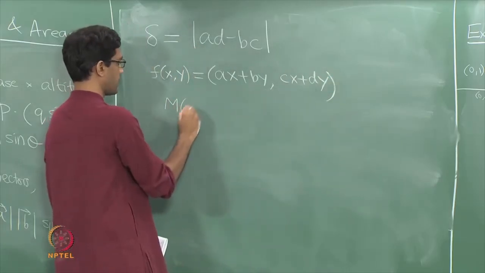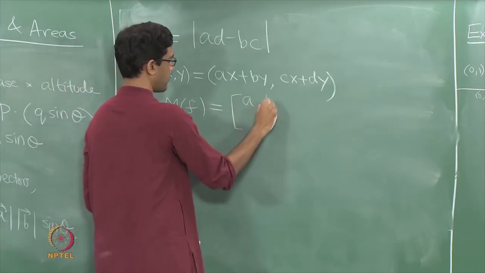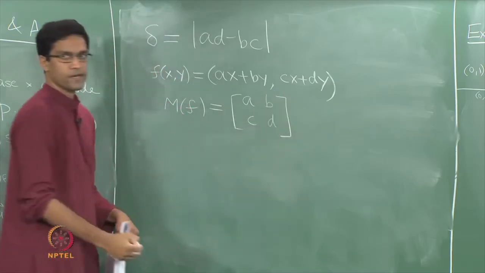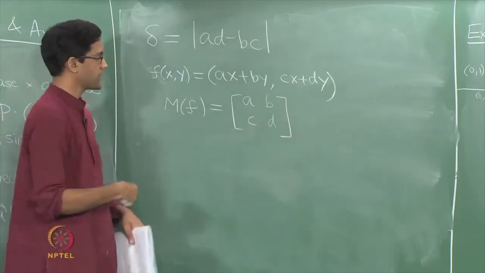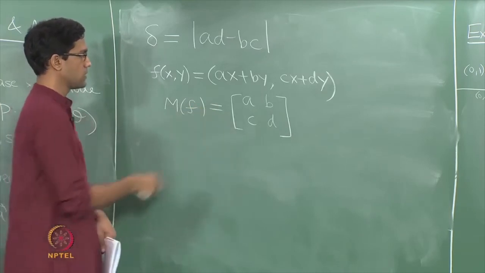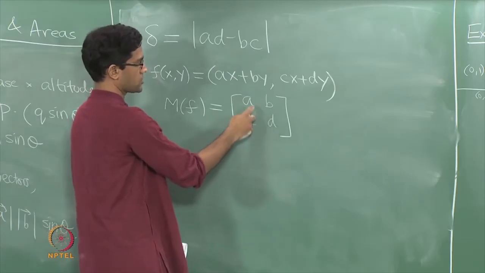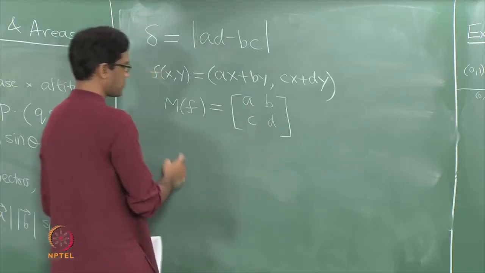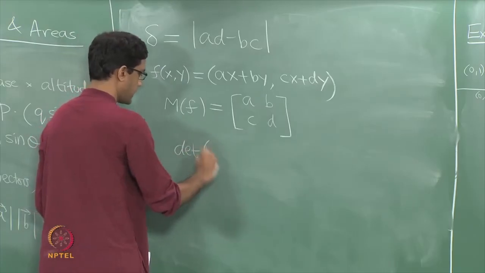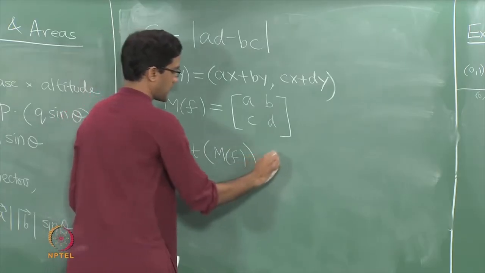And recall again that last time we had said these are best encoded in the form of a 2 cross 2 matrix. So you should really think of this linear transformation as being encoded by this matrix a, b, c, d. And now that we do this, the number ad minus bc again has another interpretation. ad minus bc, recall, is just what we would call the determinant of this matrix. The determinant of this 2 cross 2 matrix is exactly ad minus bc.